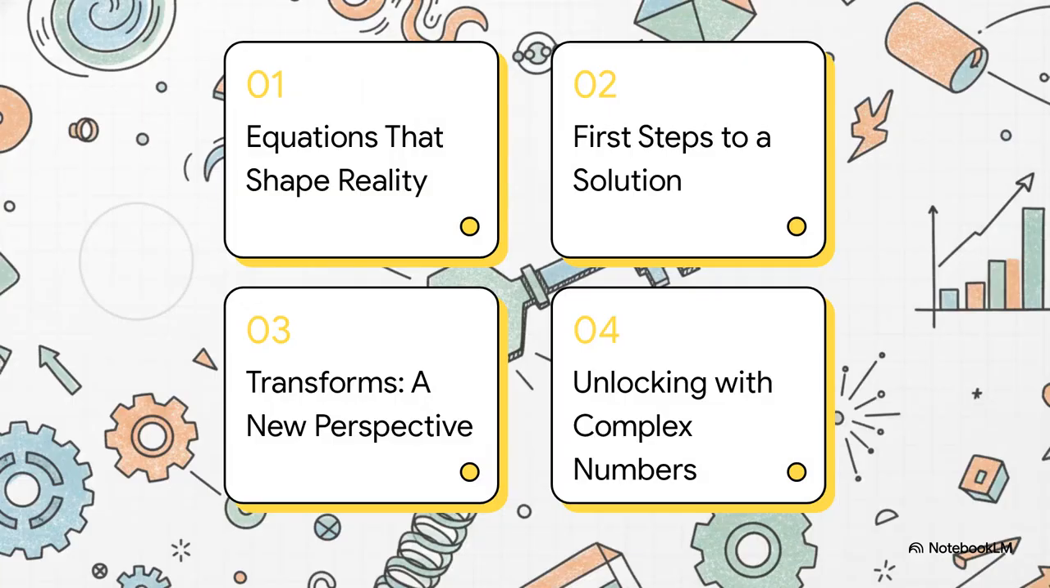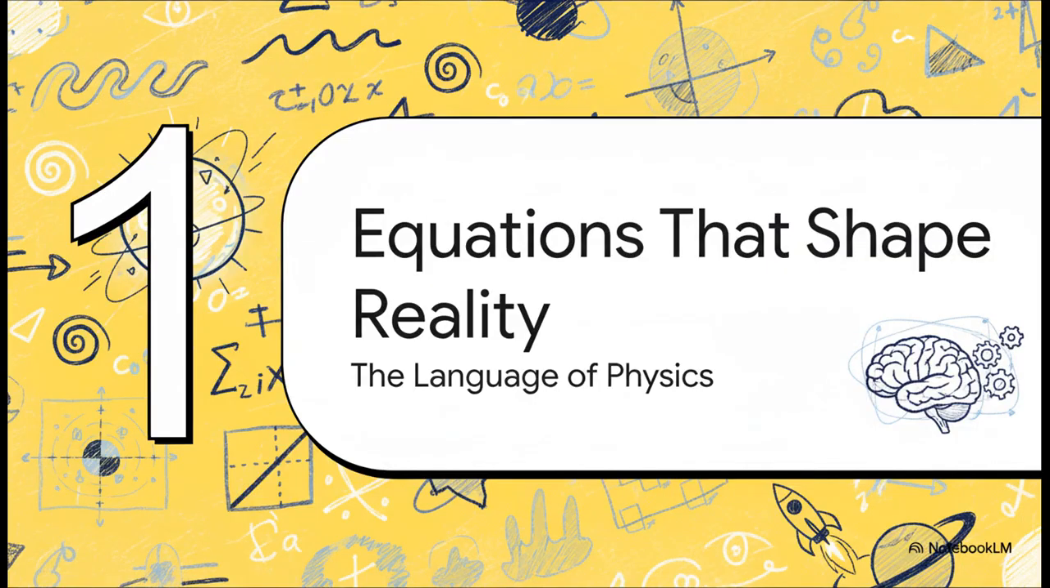So here's our game plan. We're going to build a powerful mathematical toolkit piece by piece. We'll start with what these equations are all about, then we'll work our way up through more and more powerful methods, from simple integration to some really clever transforms, and finally, we'll unlock the ultimate key using the magic of complex numbers. Okay, first up, let's just take a moment to appreciate what we're really dealing with here.